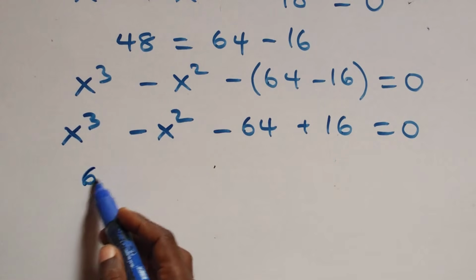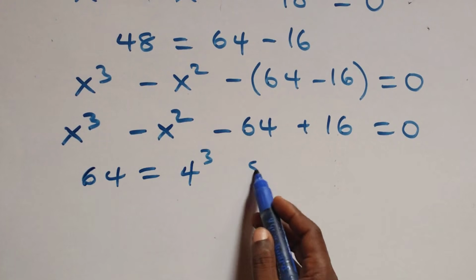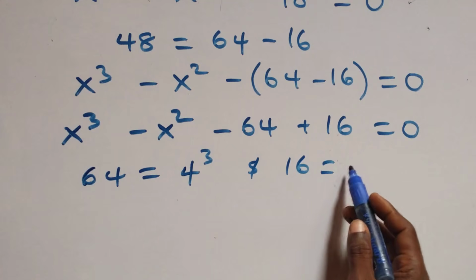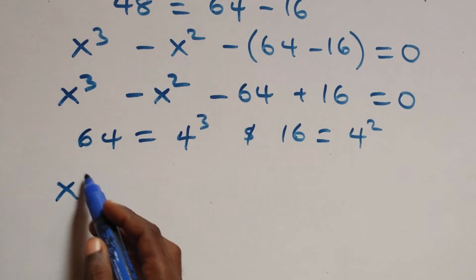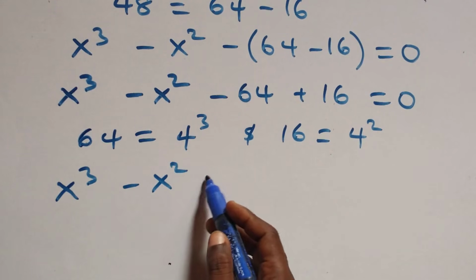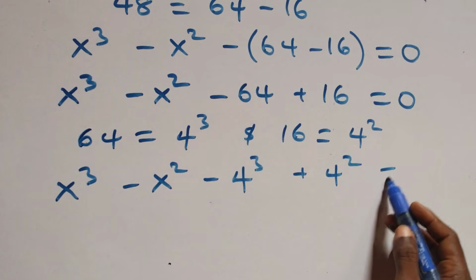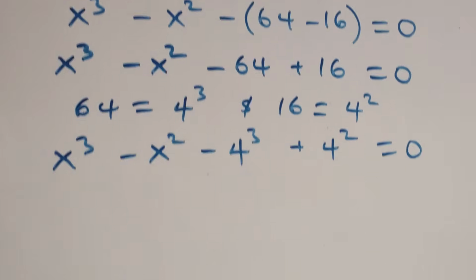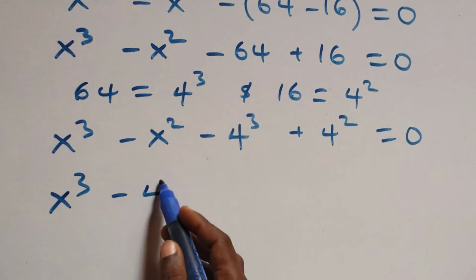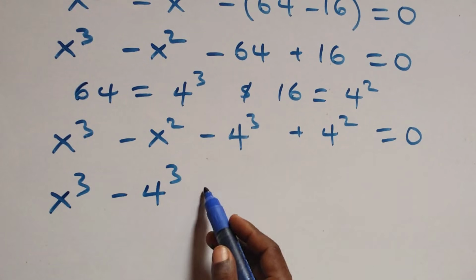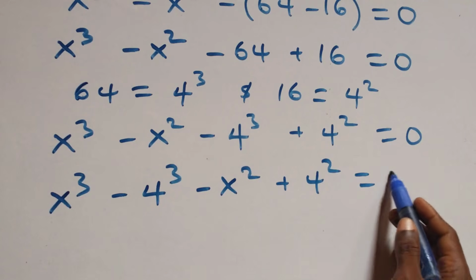Then here we can express 64 as 4 times 4 times 4, that's 4 raised to power 3, and also 16 as 4 times 4, which is 4 squared. Then what we have here becomes x raised to power 3 minus x raised to power 2 minus 4 raised to power 3 plus 4 raised to power 2 equals to 0 here. Then here we bring the power of 3 together. We have x raised to power 3 minus 4 raised to power 3, and also the power of 2 together, minus x raised to power 2 plus 4 raised to power 2 equals to 0 here.